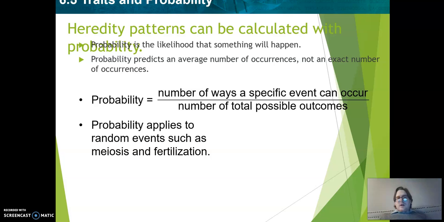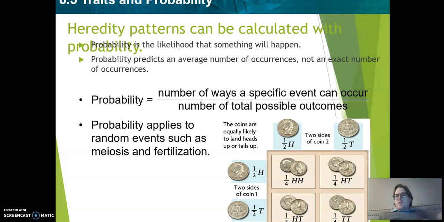So probability applies to random events such as meiosis and fertilization, kind of what we're talking about here as far as cells and getting the alleles from your parents. And this is just one more example. We already talked about dogs, we talked about flowers, talked about peas, and now we're talking about coins.